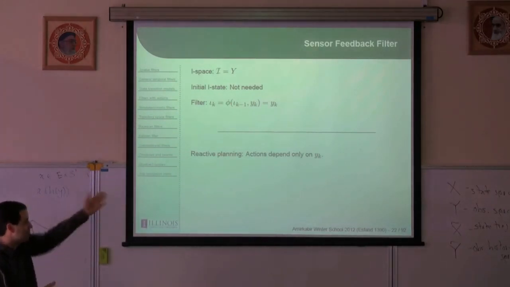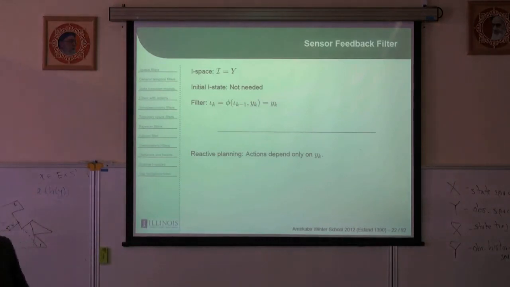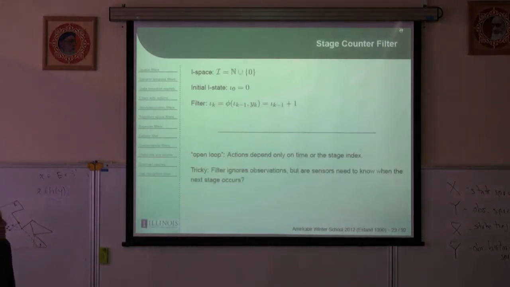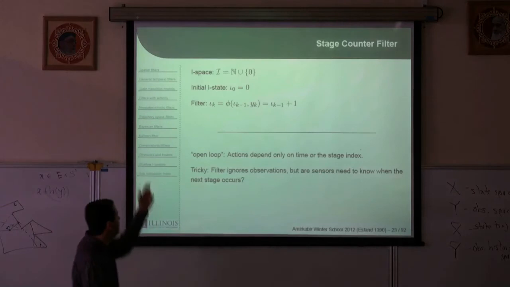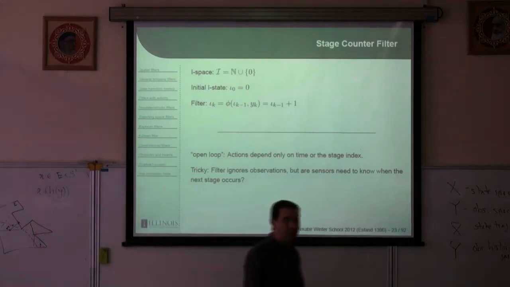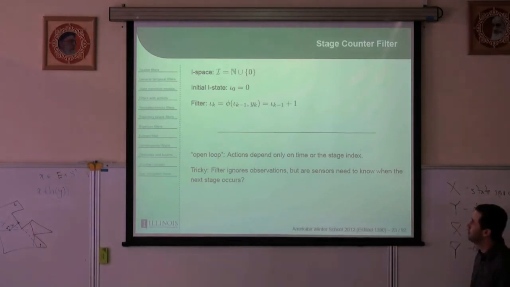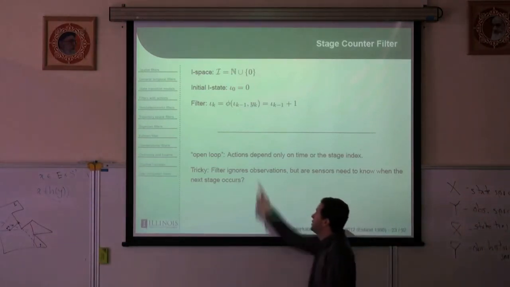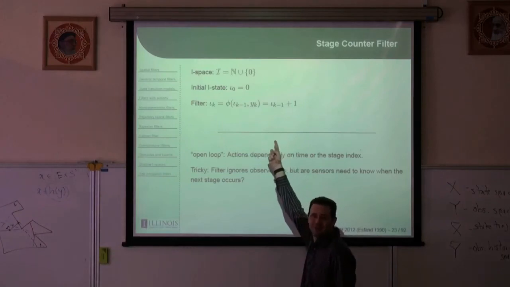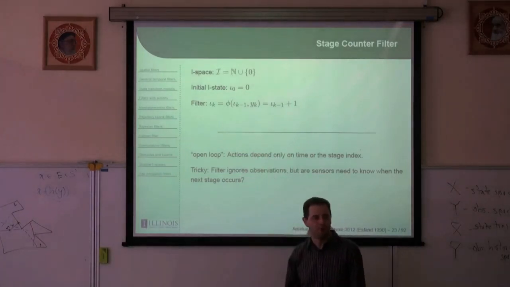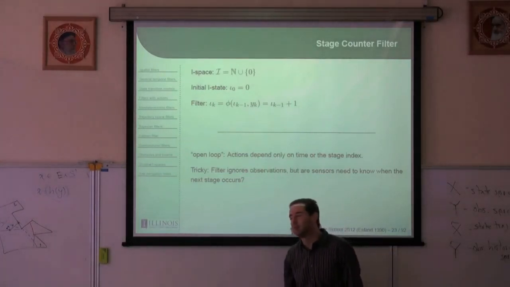So yeah, reactive planning, you see that. Next, a stage counting filter. So maybe I have an information space that's just the natural numbers. You can glue on the 0 there if you want. And I start off at stage 0. And then, well, guess what? What does the filter have to do? It just adds 1 every time, right? So, kind of worthless, I guess, but maybe that's all you need for some problem.